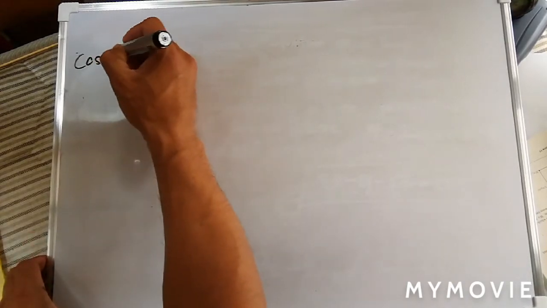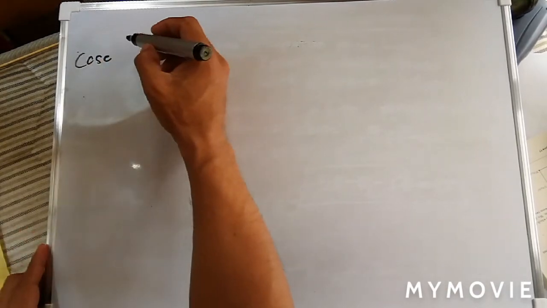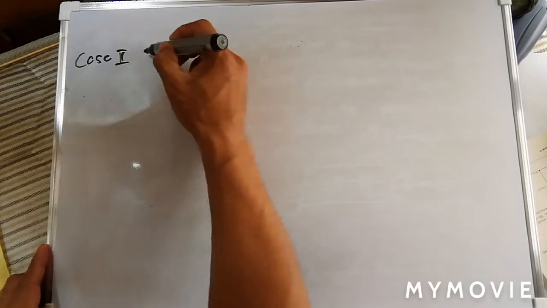So that was case 1. Now we're going to show you some situations where we call it a case 2. Case 2 problem. But we're still going to use the point slope formula.